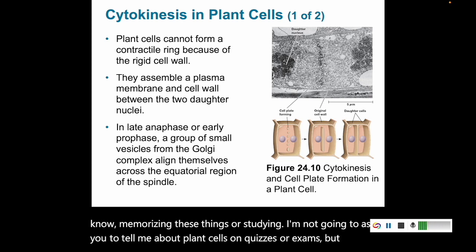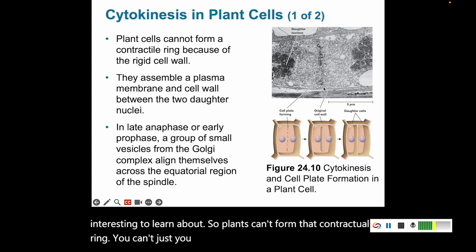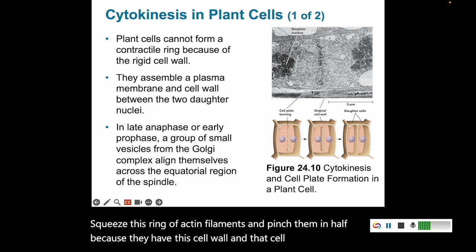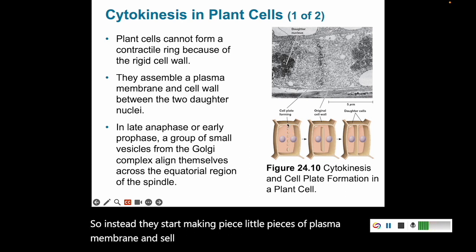So plants can't form that contractile ring. You can't just squeeze this ring of actin filaments and pinch them in half, because they have this cell wall, and that cell wall is pretty sturdy. So instead, they start making little pieces of plasma membrane and cell walls in these little vesicles that line up between the two nuclei.